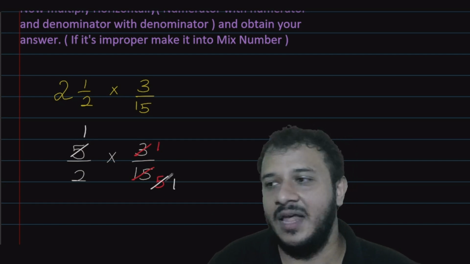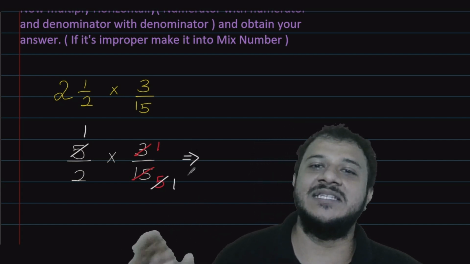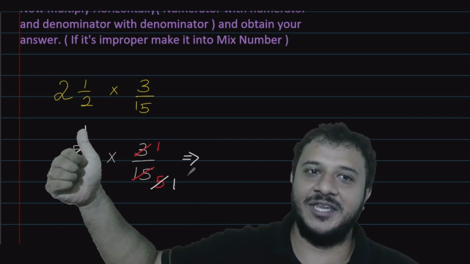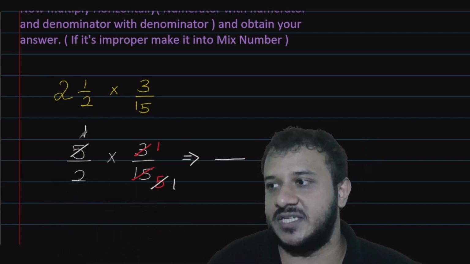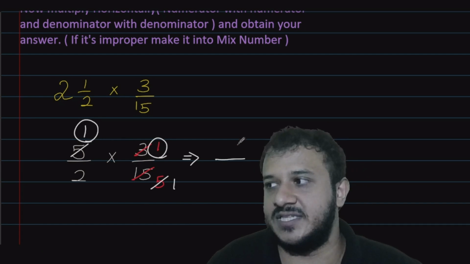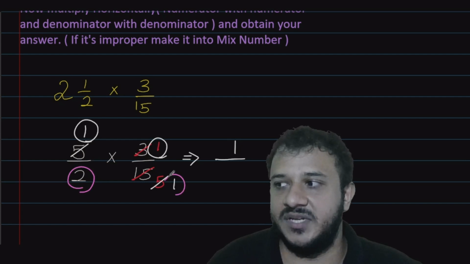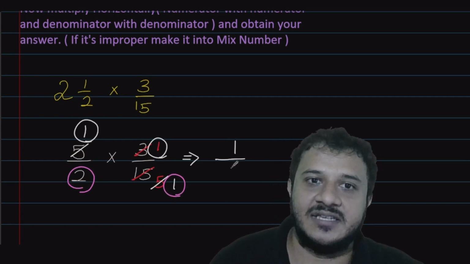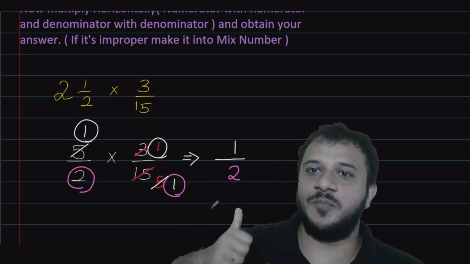Yeah? Then, what should we do today? Our next step is going to be multiply horizontally, or numerator multiply by numerator, denominator times by denominator. So numerator times numerator, 1 times by 1, how much is that? That's just a 1. Then denominator times denominator, 2 times 1, how much is that? That's just a 2.